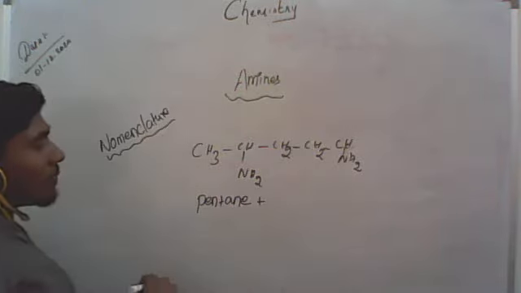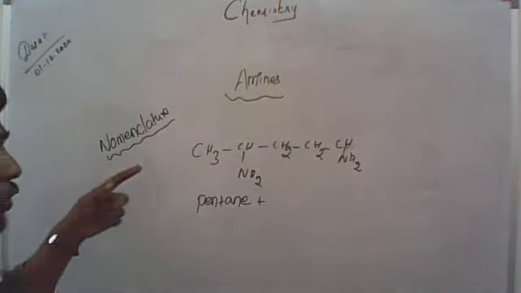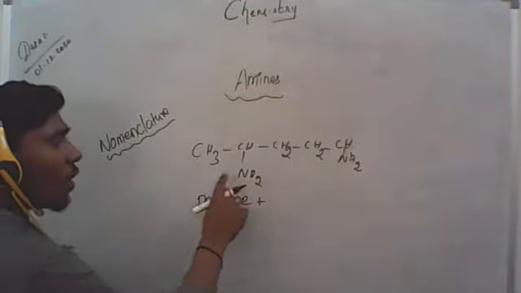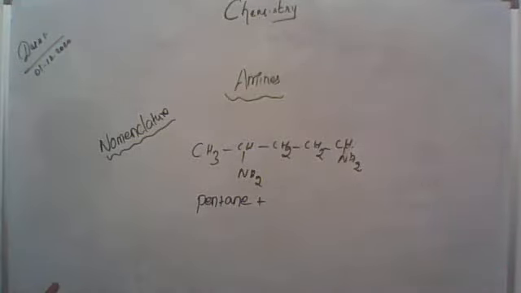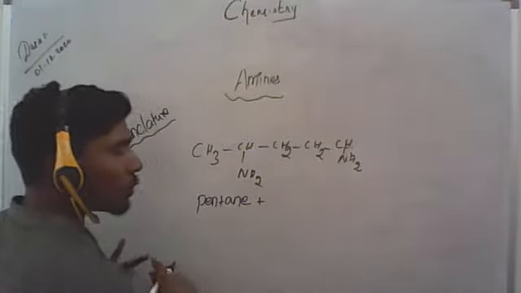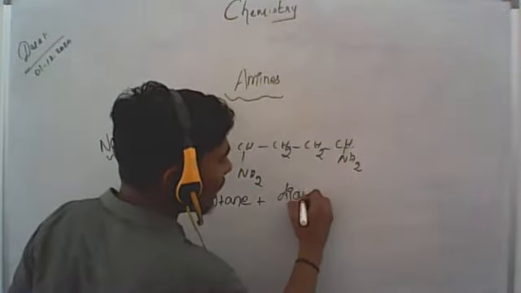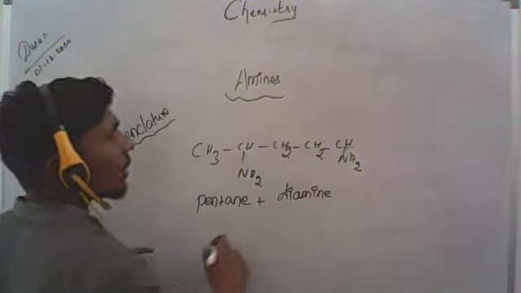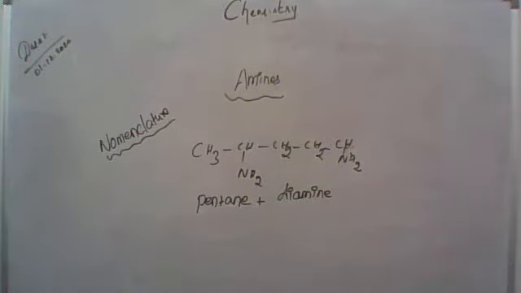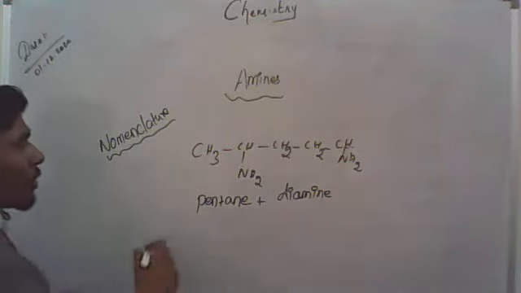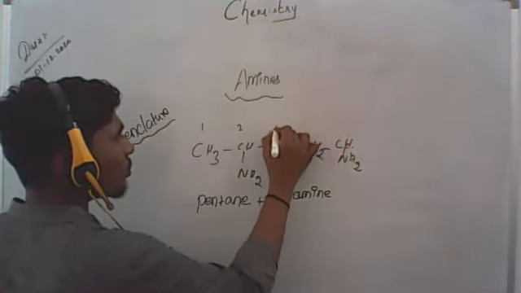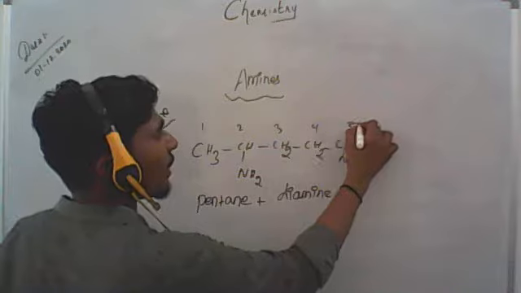Plus, what is the functional group present here? It is an amine. How many amine groups? There are 2 amine groups. If there are 2, in chemistry terms we have to write di. It is a diamine. Now next, the position of functional group. Write the numbering 1 2 3 4 5.